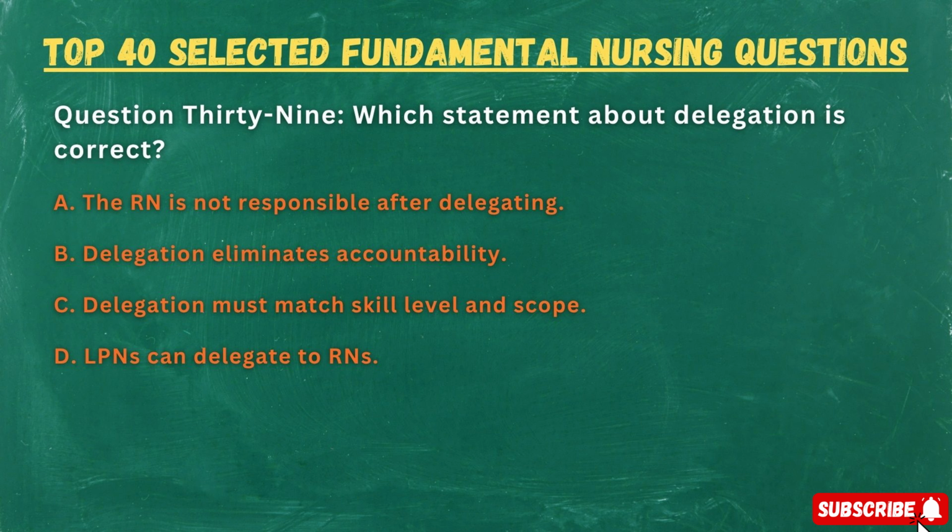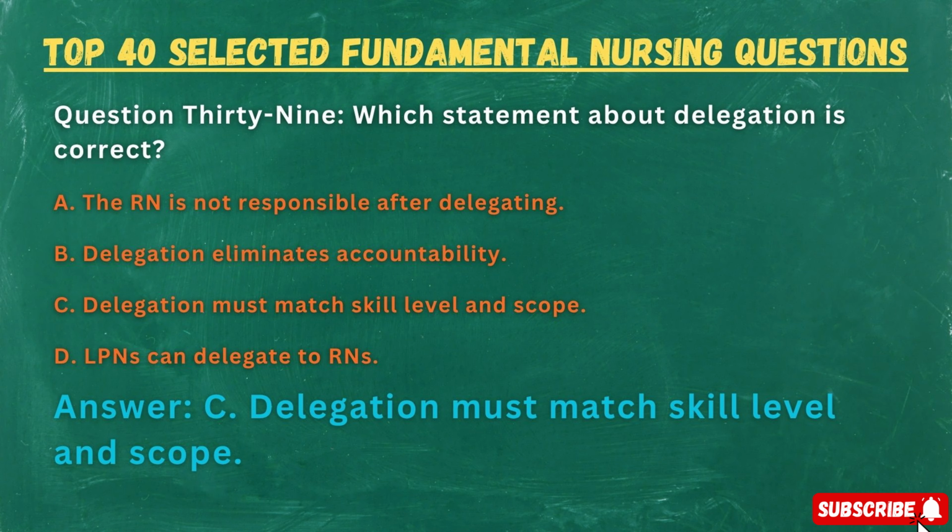Question 39. Which statement about delegation is correct? A. The RN is not responsible after delegating. B. Delegation eliminates accountability. C. Delegation must match skill level and scope. D. LPNs can delegate to RNs. Answer: C. Delegation must match skill level and scope.